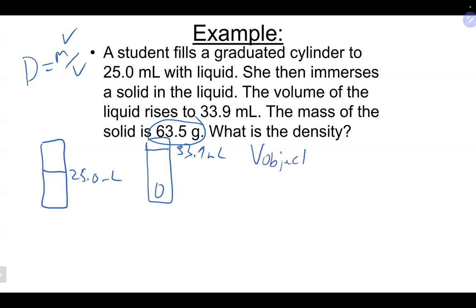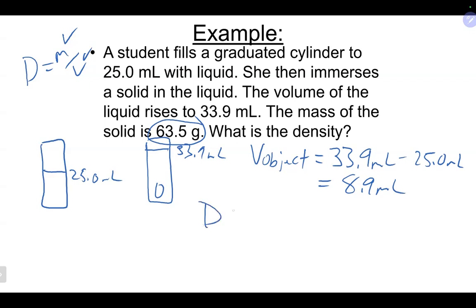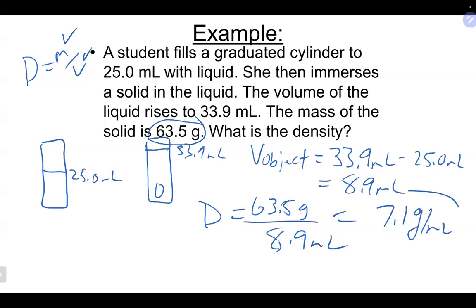So the volume of the object would be our final volume, which was 33.9 milliliters, minus our initial, which was 25 milliliters. That's going to give us 8.9 milliliters. So now we do have the volume, so we can put it in here. Our density will equal 63.5 grams divided by 8.9 milliliters. And that will give us a density of 7.1 grams per milliliter in this particular case.